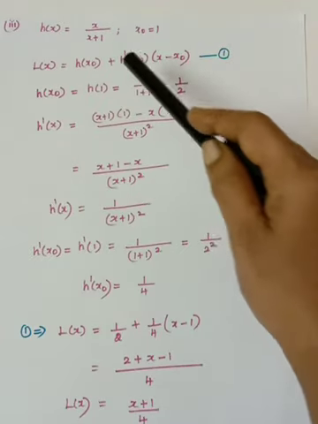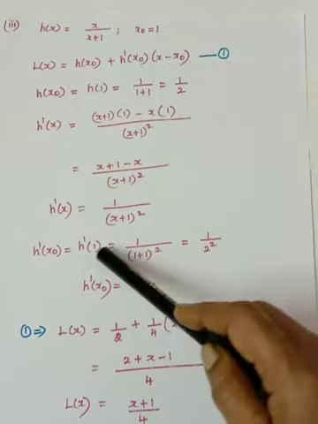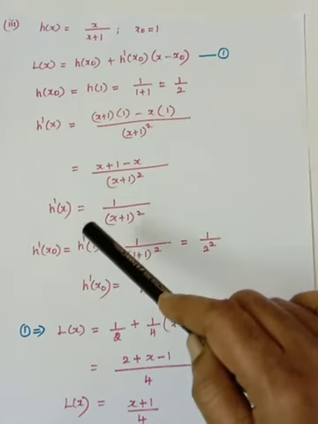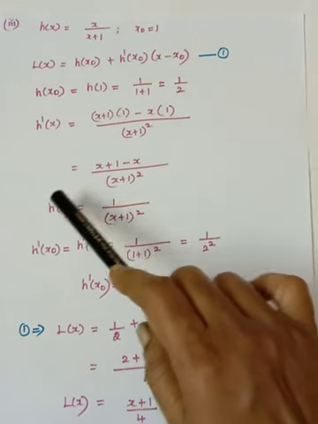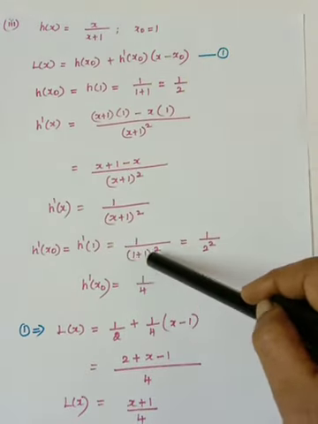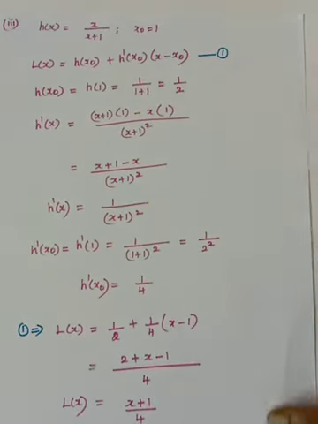So what is needed now? h dash of x naught. What is your x naught? x naught is 1. So you have to substitute x as 1 in h dash of x. It is 1 divided by 1 plus 1, it is 2, 2 squared is 4. So h dash of x naught is 1 by 4.